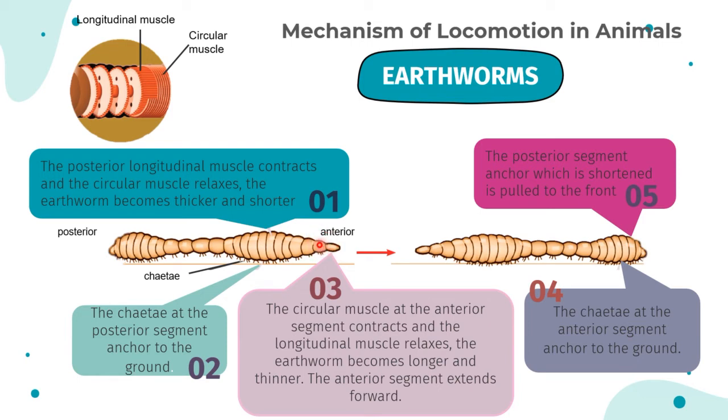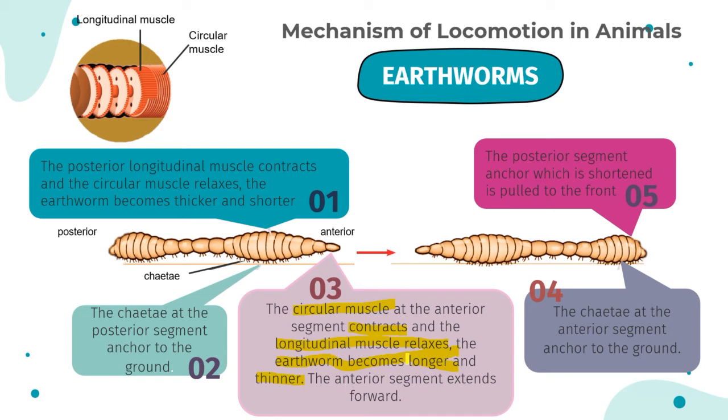Circular muscle contracts. At the same time, the longitudinal muscle relaxes. It will cause the body part to become longer and thinner. So you have to know that here the circular muscle contracts and the longitudinal muscle relaxes at the same time. And then what happened to the body part of the earthworm? It becomes longer and thinner.